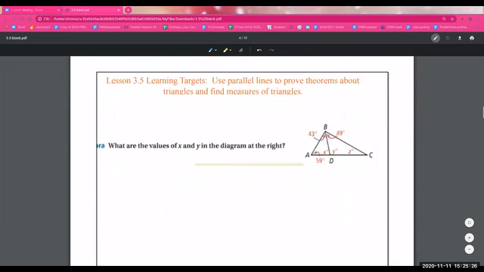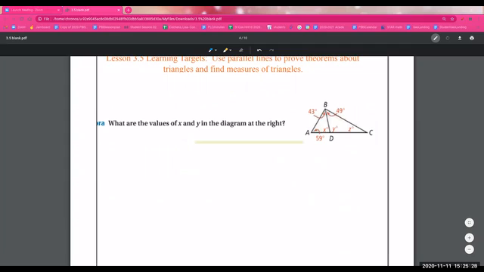So now in a problem like this, what are the values of X and Y in the diagram? So now we have like three triangles. You have two little ones and then one large one, triangle ACB, and then the two little ones inside. So when you look at a problem like this, you would not want to start with this triangle right here because you only know one angle. So you wouldn't start there.